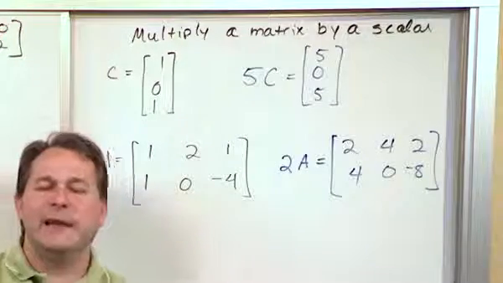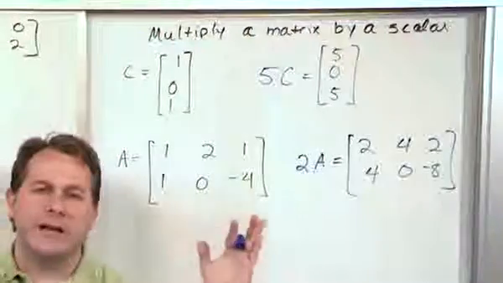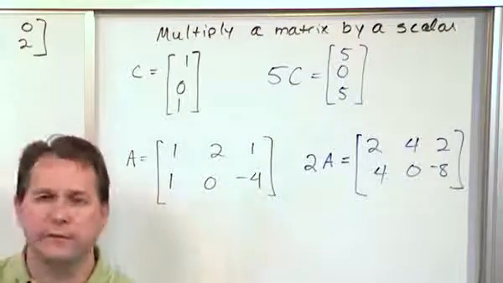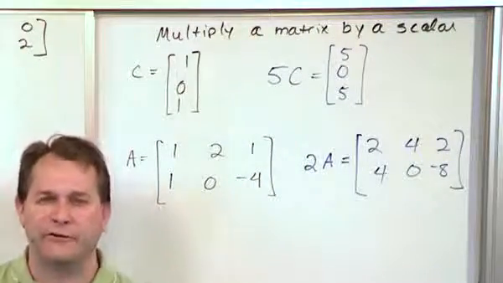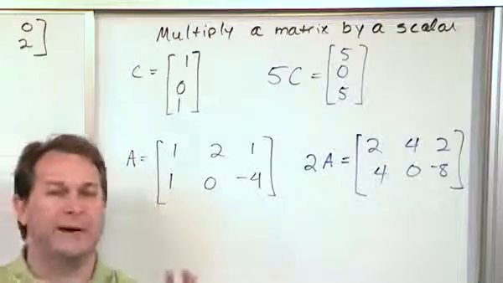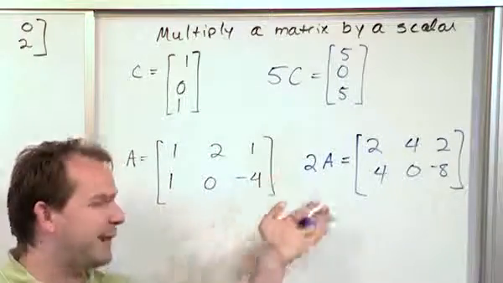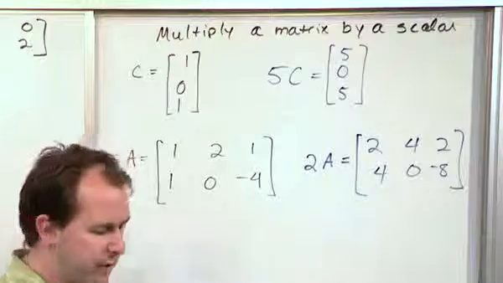So again, adding matrices together, very simple. You add them element by element. You can only do it if the matrices match in dimensionality. Multiplying a matrix by a scalar, very easy. Just multiply every element by the scalar that you care about.